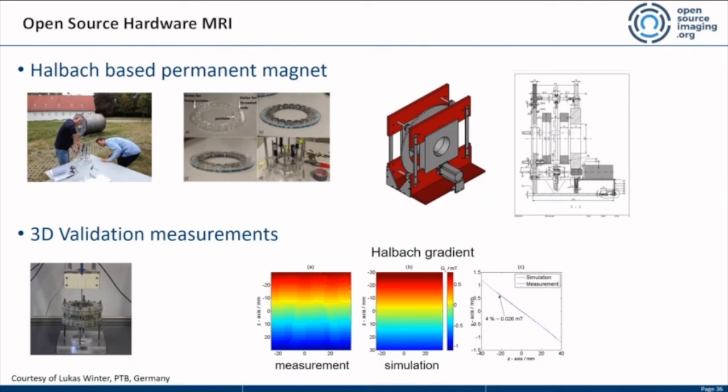For these magnets, it's a permanent magnet, so we don't need liquid helium. It's like small magnets that you put in a circular array, and then you put many of these circular arrays, and you create a homogeneous magnetic field, enough for creating an image.